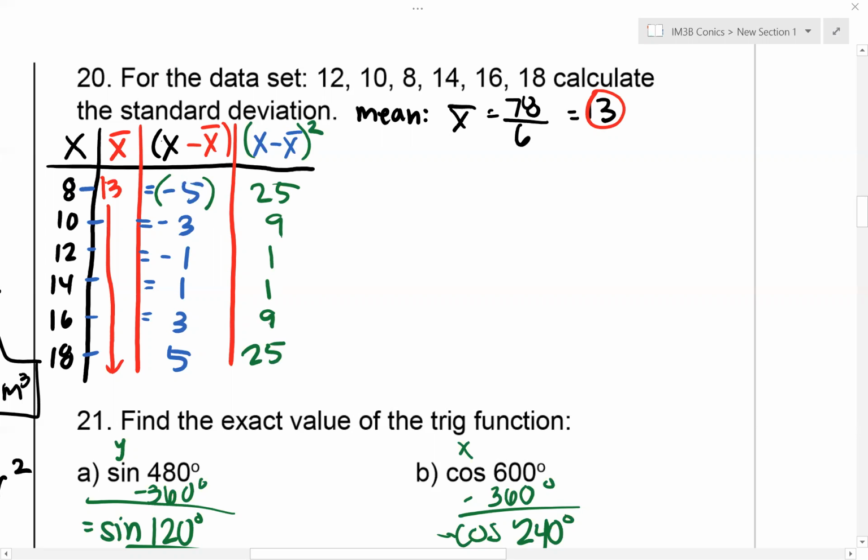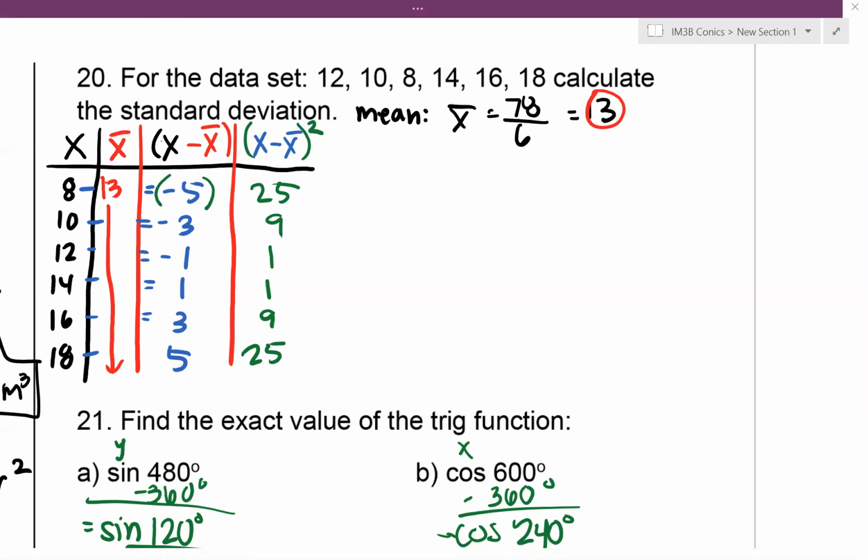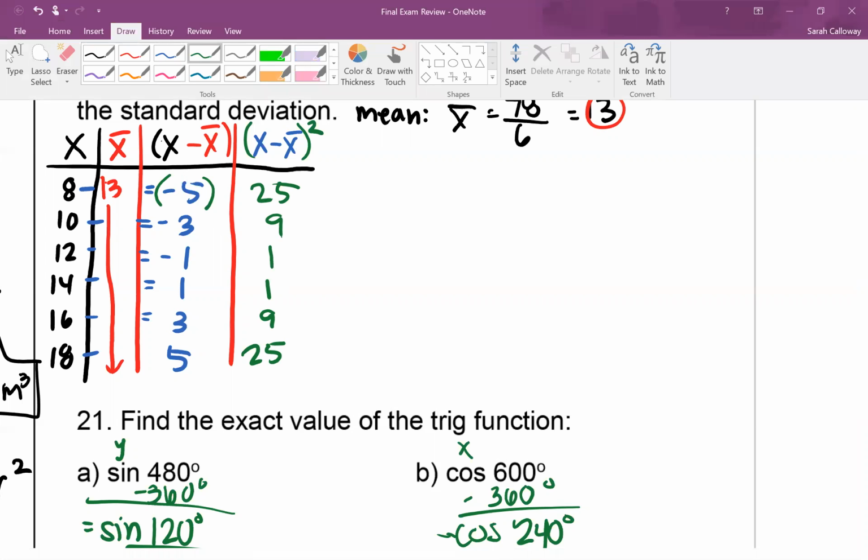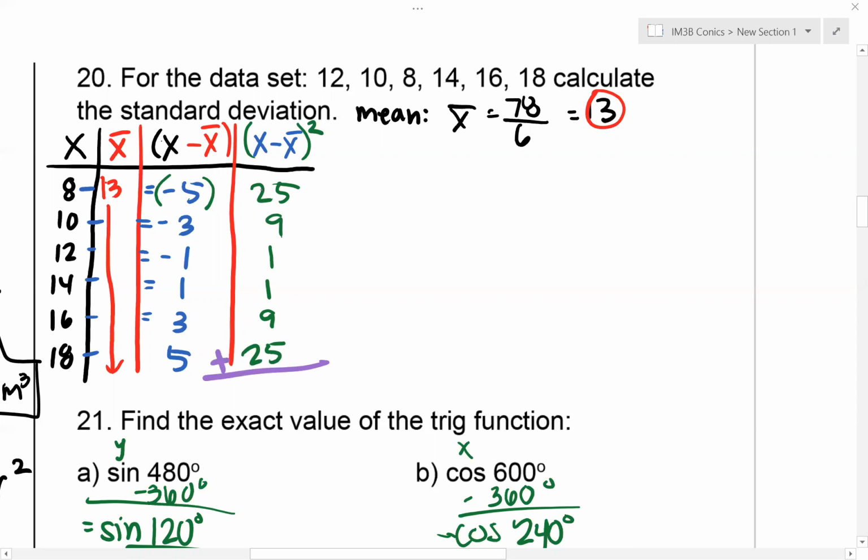And so we're adding all of these together, and then that value is going to be used in the standard deviation. So if I have 25 and 25, I have 50, 9, and then 10 and 10. So that's going to give me 70. So if I add those all up, I get 70.